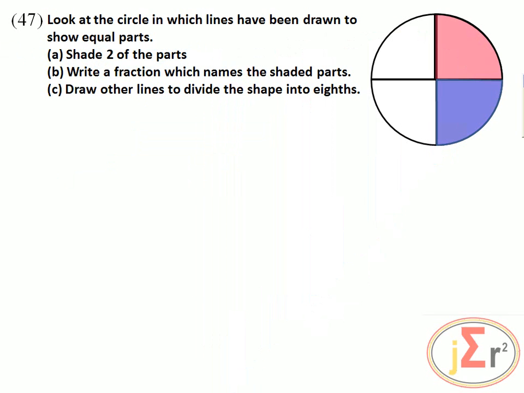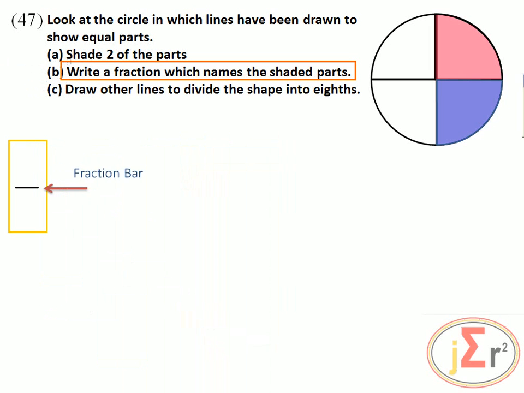Write a fraction which names the shaded parts. Draw other lines to divide the shape into 8. So what we will do first is write a fraction which names the shaded parts.